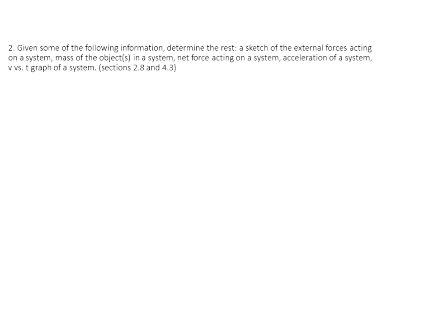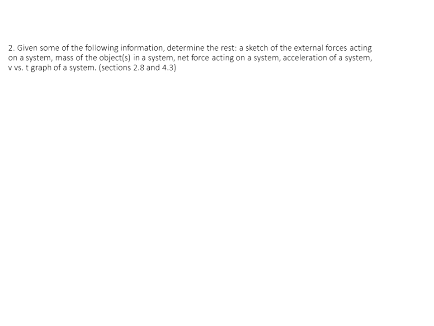So number 2, given some of the following information, determine the rest. A sketch of the external forces acting on a system, the mass of the object or objects in the system, the net force acting on a system, the acceleration of a system, or a velocity versus time graph of a system. So this is a conceptual problem just to get you to think about some different ways to approach this. So here are some examples that I could ask, some types of things.